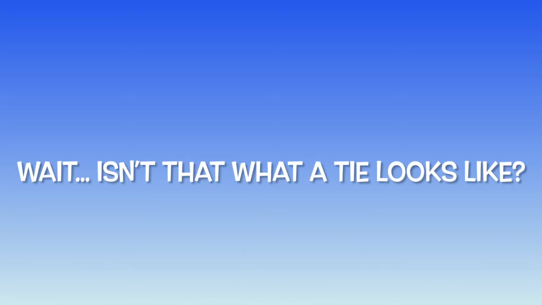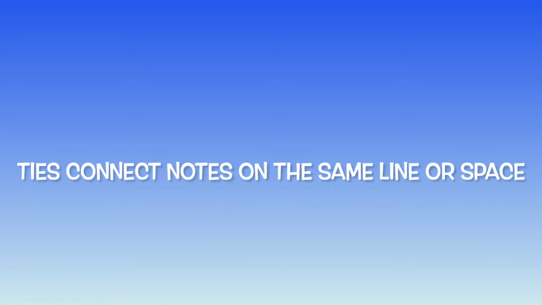Now you might be thinking, wait a minute, isn't that what a musical tie looks like? The answer is kinda. They do look similar. They both curve in the same way. But a tie connects two notes that are the same, which means that they are on the same line or the same space. You can tell the difference between a tie and a slur because a slur connects notes that are moving, which means that you'll see notes that are on different lines and spaces.